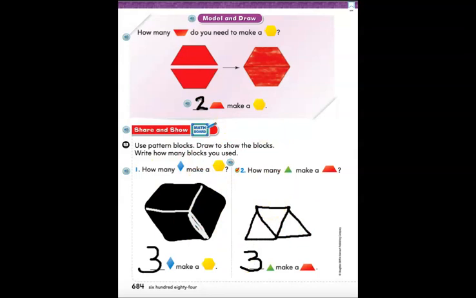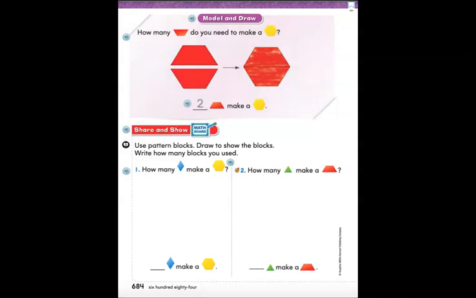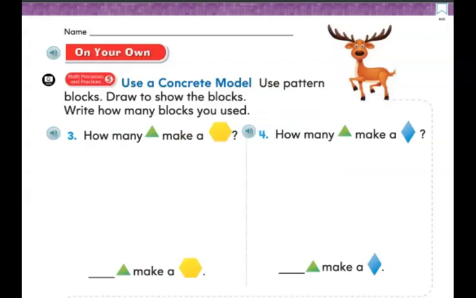All right, we're going to move on to the next page. So I'm going to get rid of my pen and all my stuff's going to go away. All right, on page 685, we're just going to do 3 and 4. Okay, we're going to draw to show the blocks and write how many blocks you've used. How many triangles make a hexagon? Okay, so I'm going to get my pen and I'm going to draw my triangles so you guys can physically see them since we don't have blocks with us. We use them in the classroom, but we don't have them with us today.